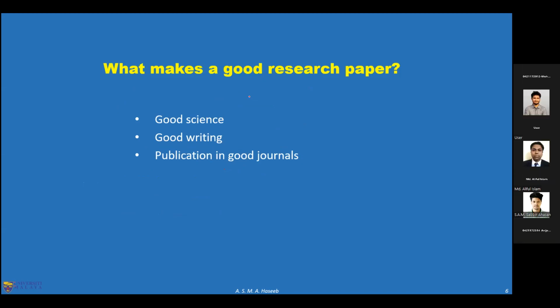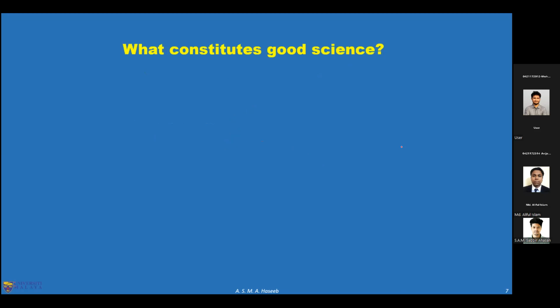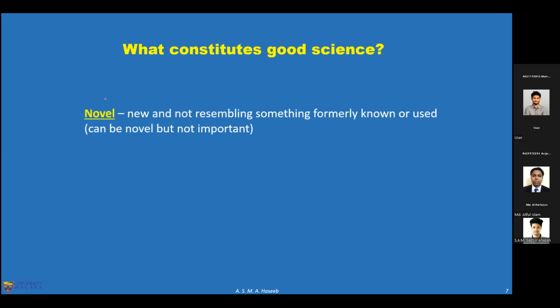If you want to define a good research paper, there are three basic things you have to consider. One is it must contain good science. It must be written in a good way, and you must publish it in a good journal. Only then people will consider this as a good research paper. As for good science, the first thing, preliminary thing, is that it has to be new. It has to be something that others have not done already. So you have to make this sure.